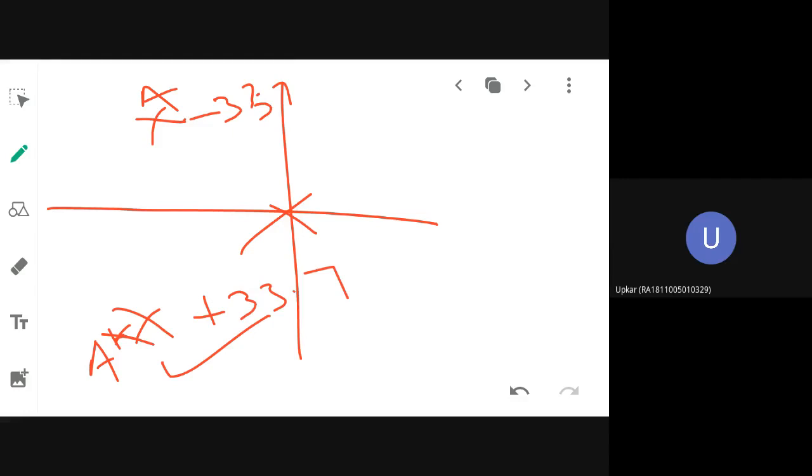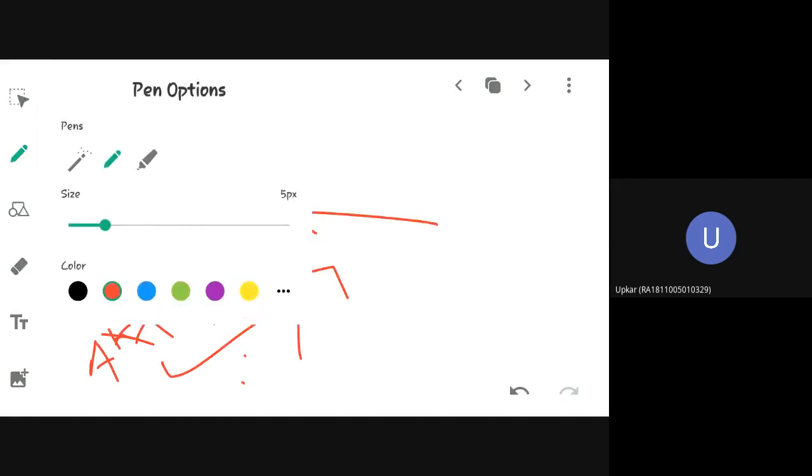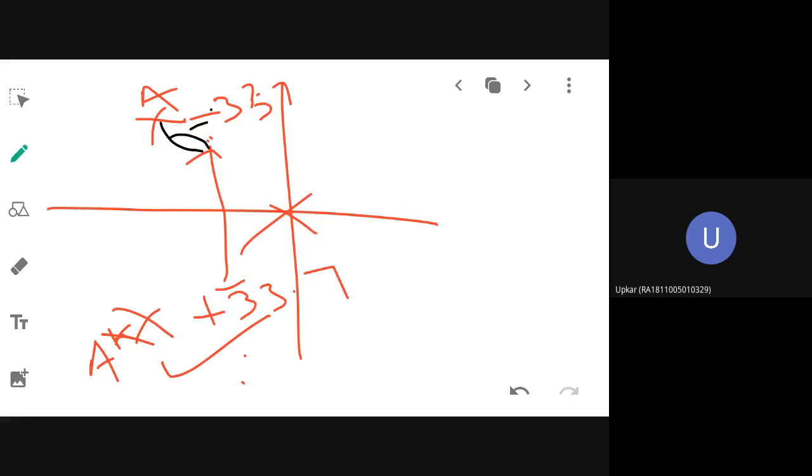Because it is the exact opposite, complex conjugate. So if this is the case, you reverse the sign. If it is negative here, you give it positive. If it is positive here, you use negative. That's all.